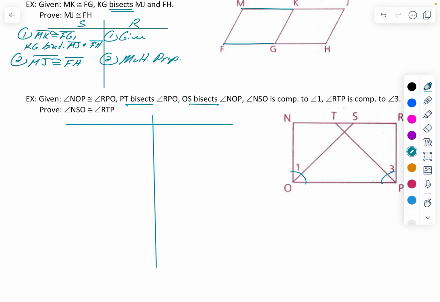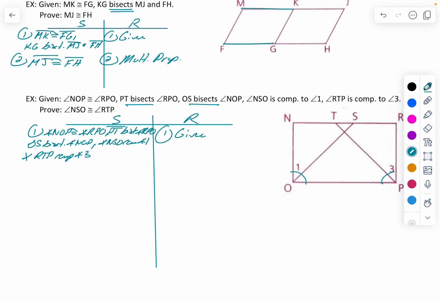So let's see. Statements, reasons. Angle NOP congruent to angle RPO. PT bisects angle RPO. OS bisects angle NOP. Angle NSO complementary to angle 1. Angle RTP complementary to angle 3. All right, this looks like it's going to be a good one. We've got the new stuff, and we've got the old stuff with the complementaries.